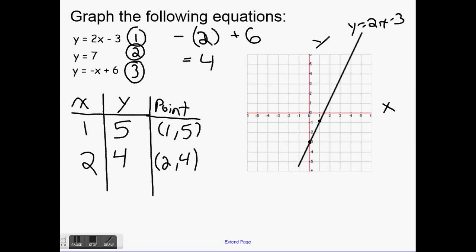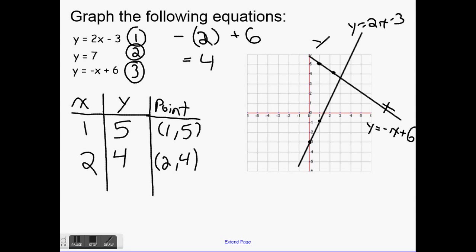So now I'm going to put my points. So when x is 1, y is 5. That's about here. And when x is 2, y is 4, which is about here. So our line looks like that. Okay. And this would be our line y equals minus x plus 6.